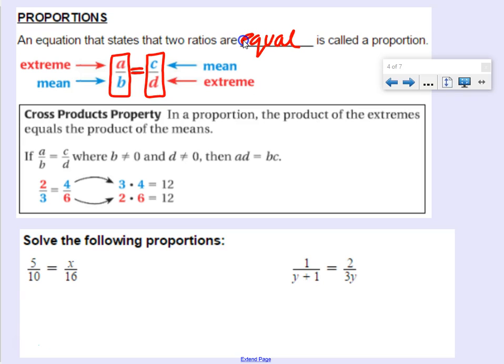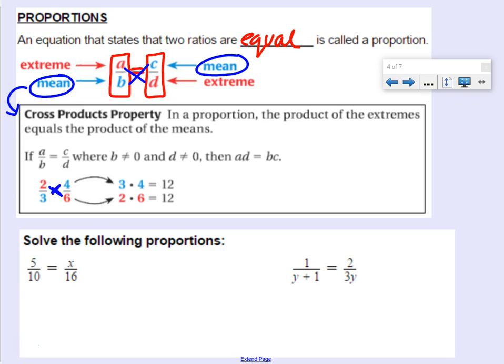We're calling letters C and B the means and A and D the extremes. All right, this helps us understand the cross products property. In a proportion, the product of the extremes, so the product of A and D, equals the product of the means. So that makes that X, that cross multiplication. So we can say that A times D equals B times C.